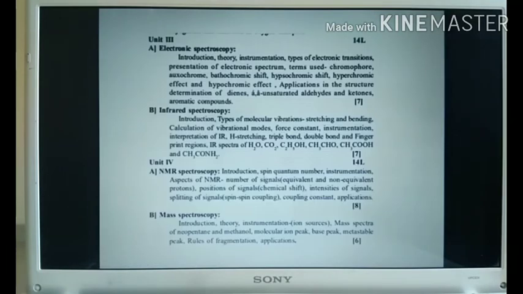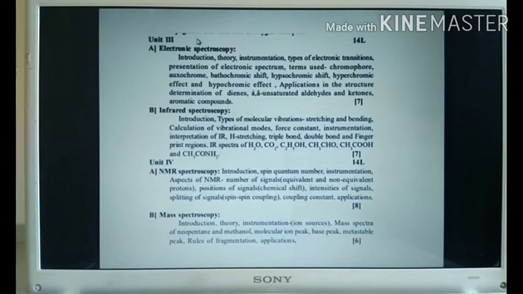Now look at unit 3, which I am dealing with in the organic chemistry syllabus. So units 3 and 4 are what I am going to teach you. Unit 3 again comprises two parts. Part A, electronic spectroscopy, part B, infrared spectroscopy, and these are the physical methods of investigation in which we analyze the molecule by using certain instruments.